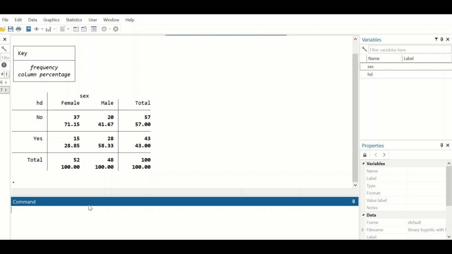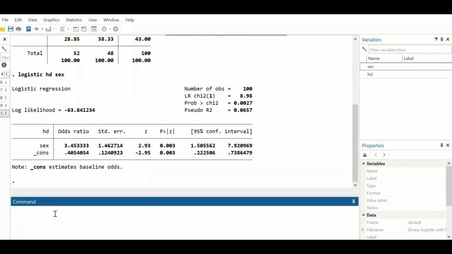the logistic regression will be used, or in fact specifically the binary logistic regression. To do that in STATA, in the command section, type logistic, space, then the outcome, which is heart disease, space, then the predictor, which is sex, and hit enter. A table is generated in the STATA view, as shown here. To interpret and analyze the data, two important values to look at, in fact three: the odds ratio, the p-value, and the 95% confidence interval.